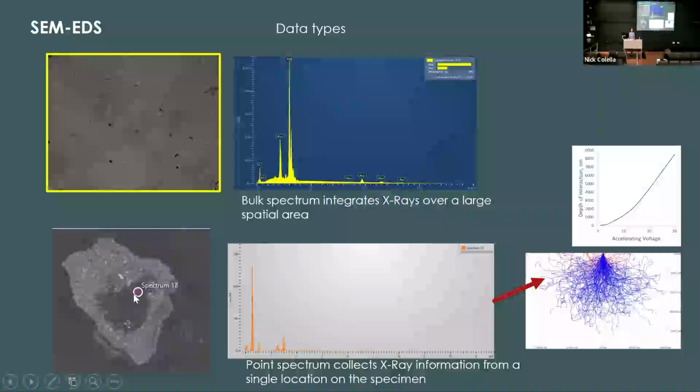When we're doing point spectra, we really want to be sort of hyper aware of what we can model the interaction volume, right? Typically, we're working at higher voltages for doing EDS, so the interaction volume is larger, and we don't want to do a point spectrum on a feature that's smaller than our interaction volume, because that's then going to be still giving us signal from some of the surrounding phases or matrix.